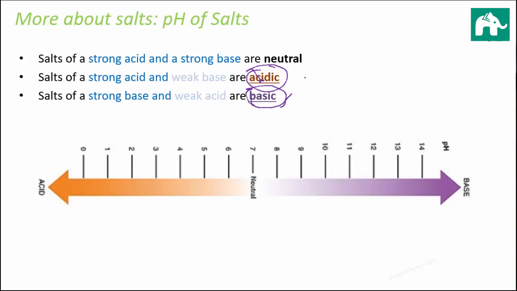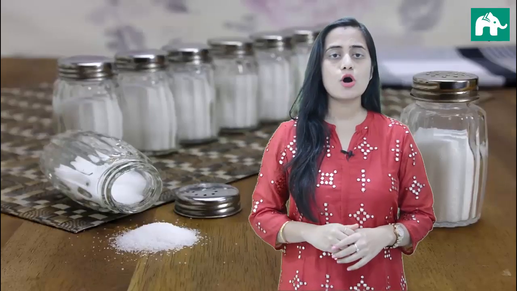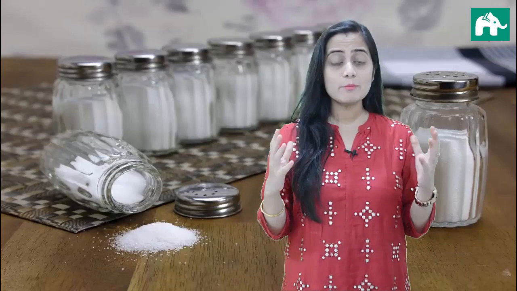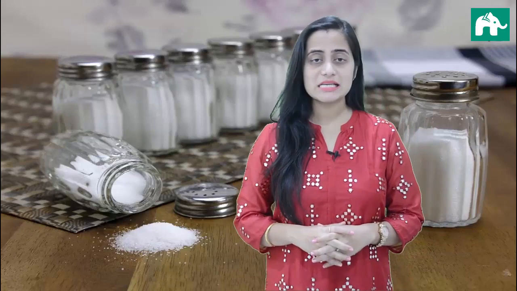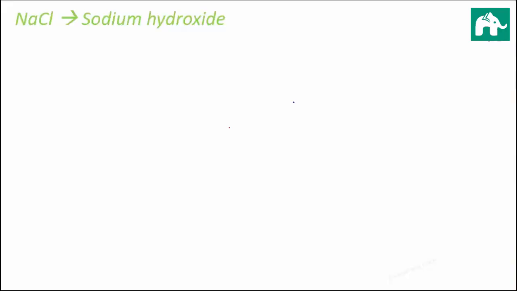So if the acid is stronger, base is weaker, so overall the salt would be acidic. If the base is stronger, acid is weaker, so overall the salt would be basic. Common salt is an important raw material for many materials of daily use, such as washing soda, baking soda, bleaching powder, and many more. So we see that there are so many useful products which are obtained from sodium chloride.